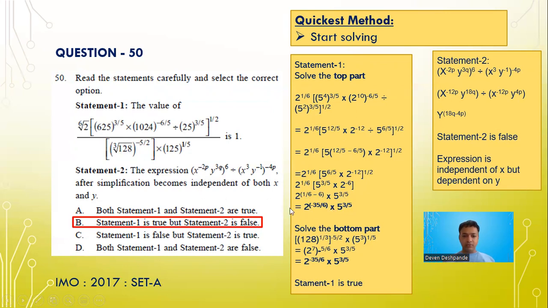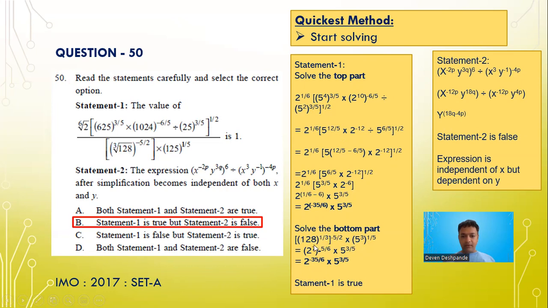So 2 raised to cube root of 128 whole raised to minus 5 upon 2 into 125 raised to 1 upon 5. What is 128? 128 is 2 raised to 7, 7 into 1 upon 3 because it's a cube root, whole raised to minus 5 upon 2 into, what is 125? 125 is 5 raised to 3 in whole raised to 1 upon 5.